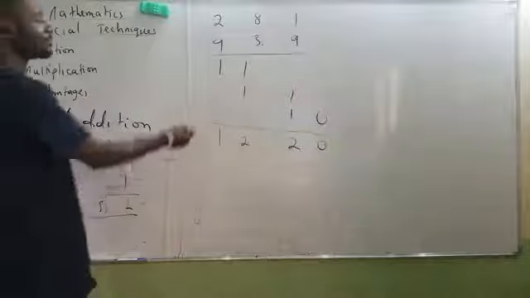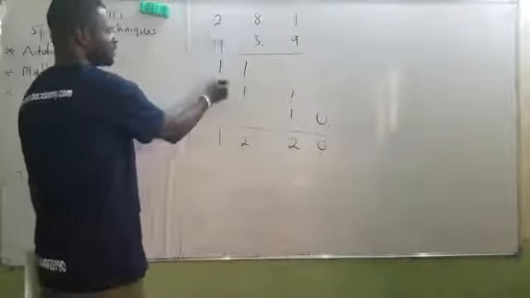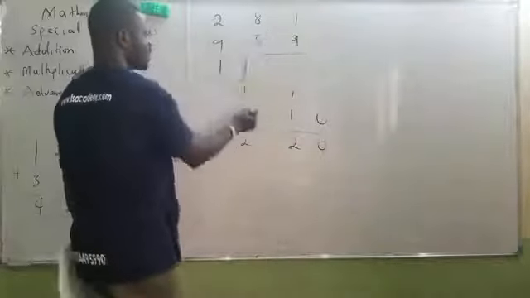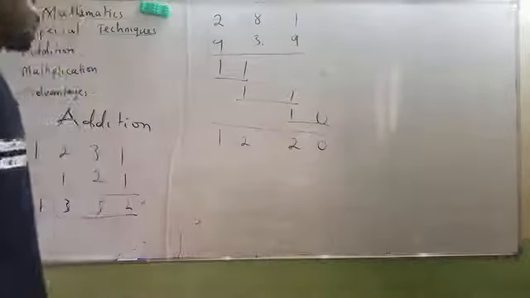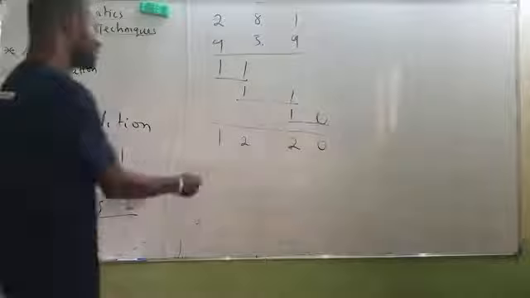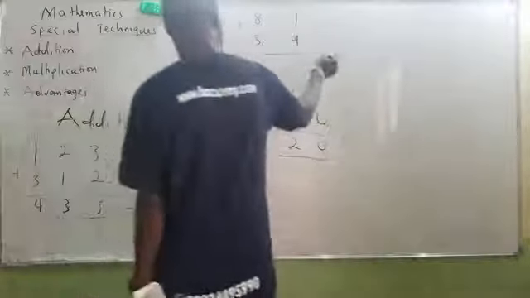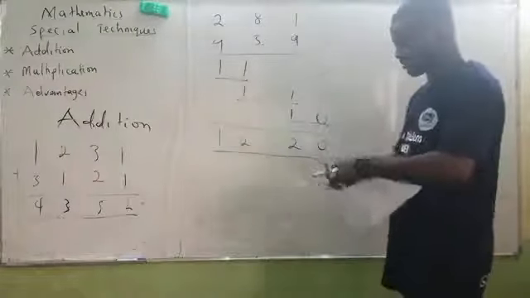Can you see what I'm just trying to do? Add this one together, I will have 11. Add this one together, I will have 11. Add this one together, I will have 10. And by so doing that, I will have my answer. It's easier than the other way of doing it.